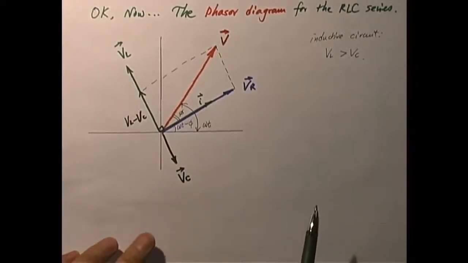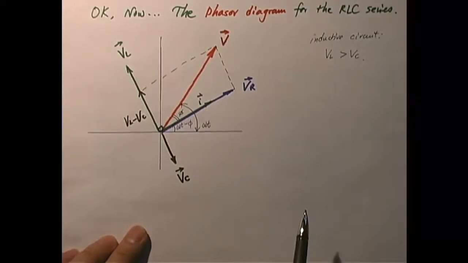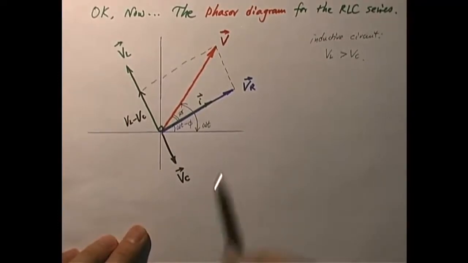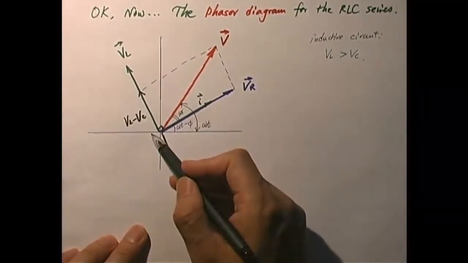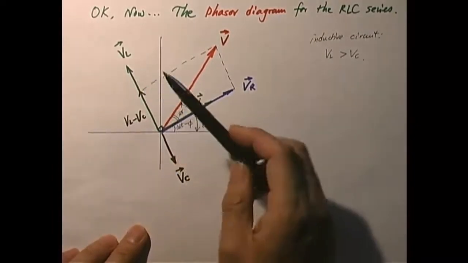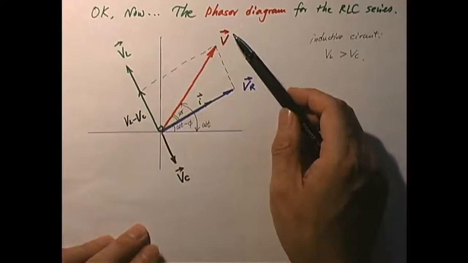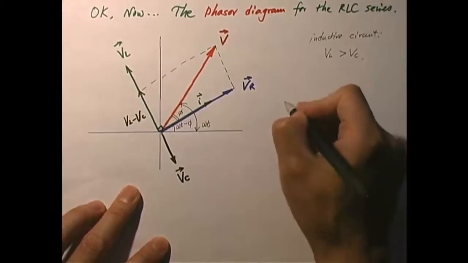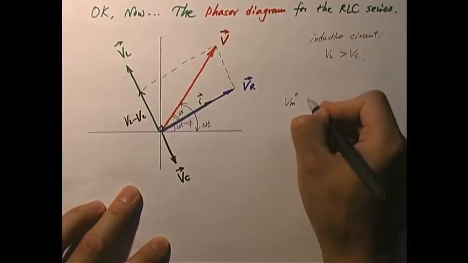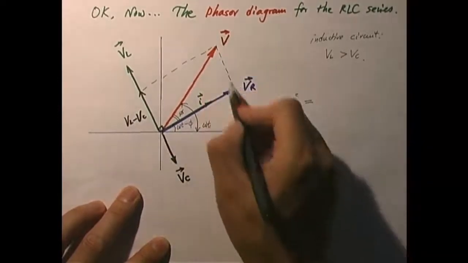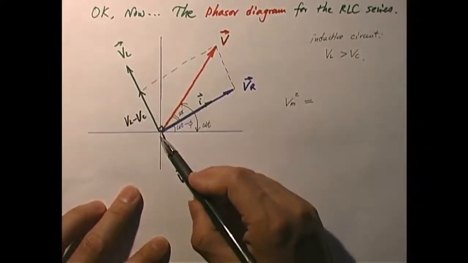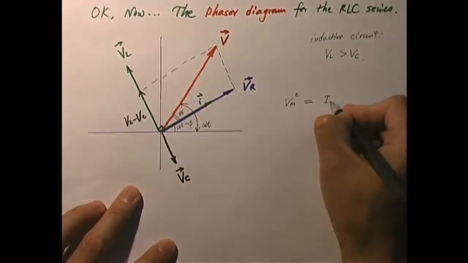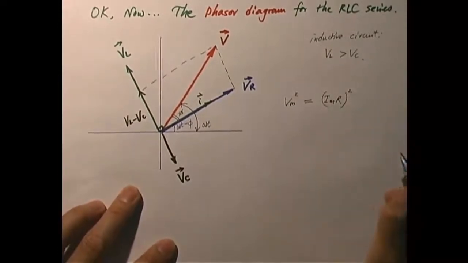So my job is to find what? The amplitude of the current and this phase angle. That's what I want to find. Now, look at this right angle triangle. I can use the Pythagorean theorem to relate the magnitudes of the three sides. The magnitude of the hypotenuse is the amplitude of the EMF, V maximum. So V maximum squared must equal this length squared plus that length squared. This length squared is the amplitude squared for the voltage across the resistor, and that is I maximum R squared.